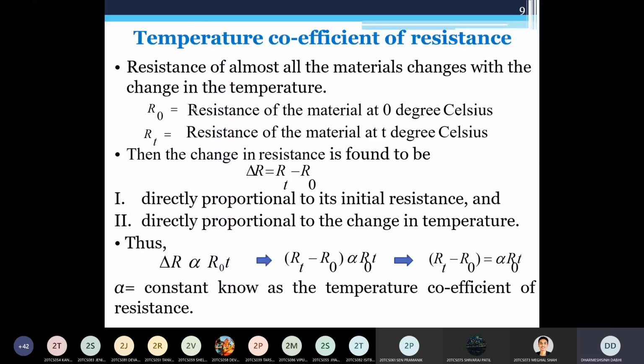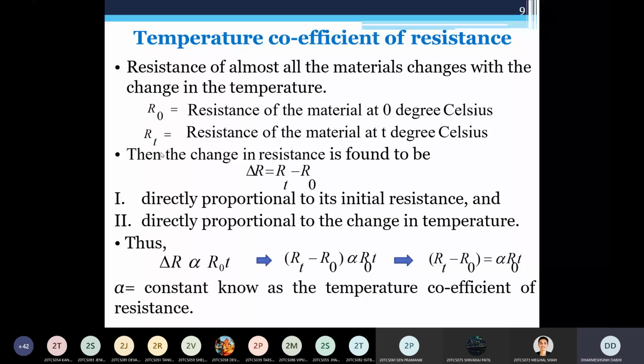So we go for the next topic, that is the temperature coefficient of resistance. I think all of you are familiar with this topic also. So what is the temperature coefficient of resistance? Any doubt? No, sir. Okay. So let's start this topic, temperature coefficient of resistance.